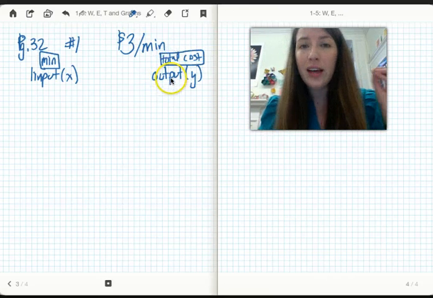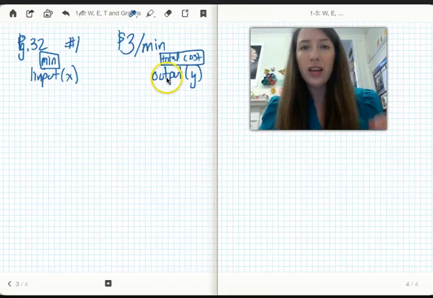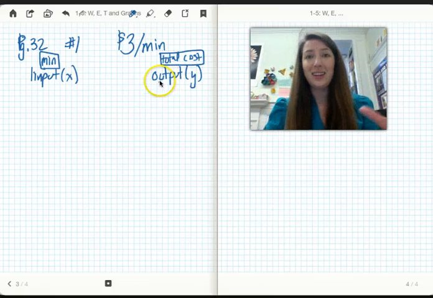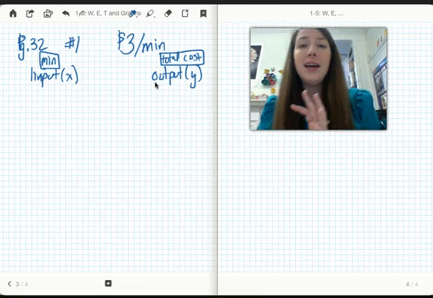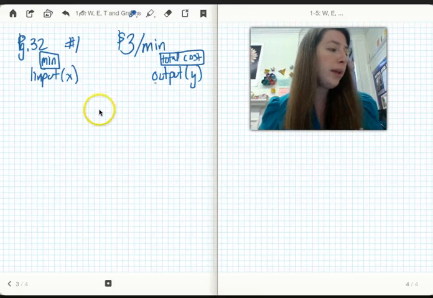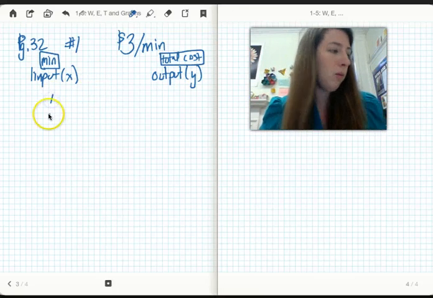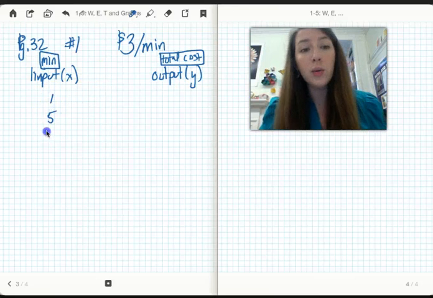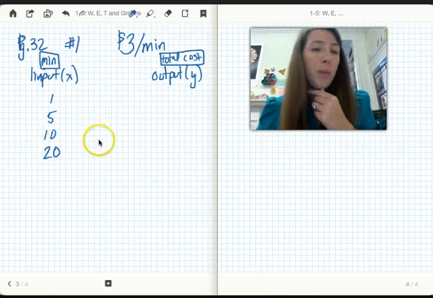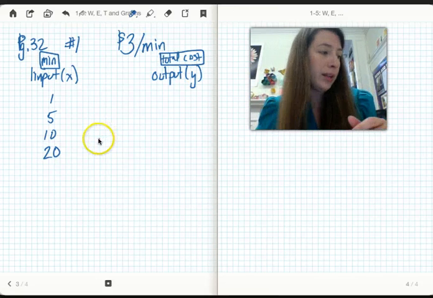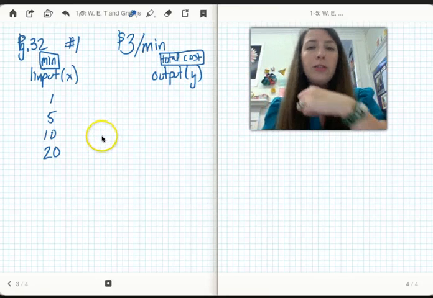Please write that down, highlight those, star those, box those. We need to make logical sense of the situation. You don't want to just get stuck in the land of X's and Y's and not know what to do. So we're talking about minutes and total cost. We are given some minutes: 1 minute, 5, 10, and 20 minutes. What about the output? Well, we're not given the output and we're not given the rule. We have to figure that out.